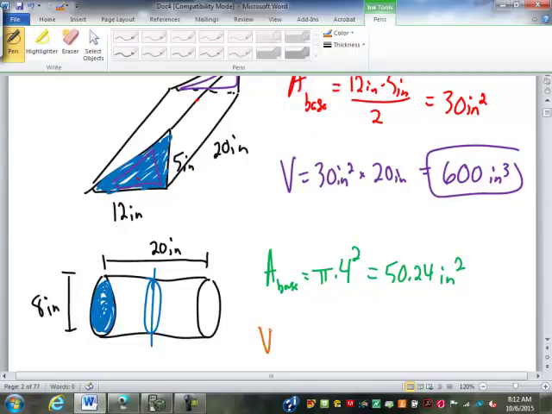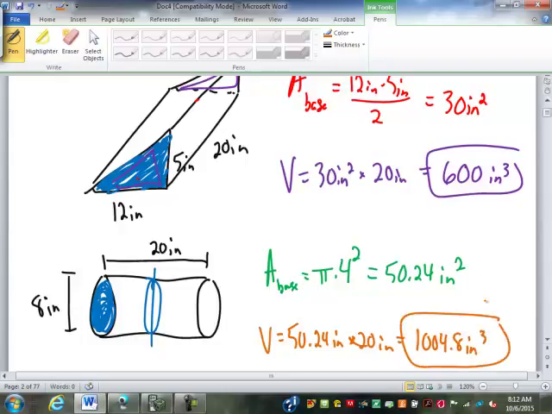So now my volume, 50.24 inches squared times 20 inches is going to be 1,004.8 inches cubed.